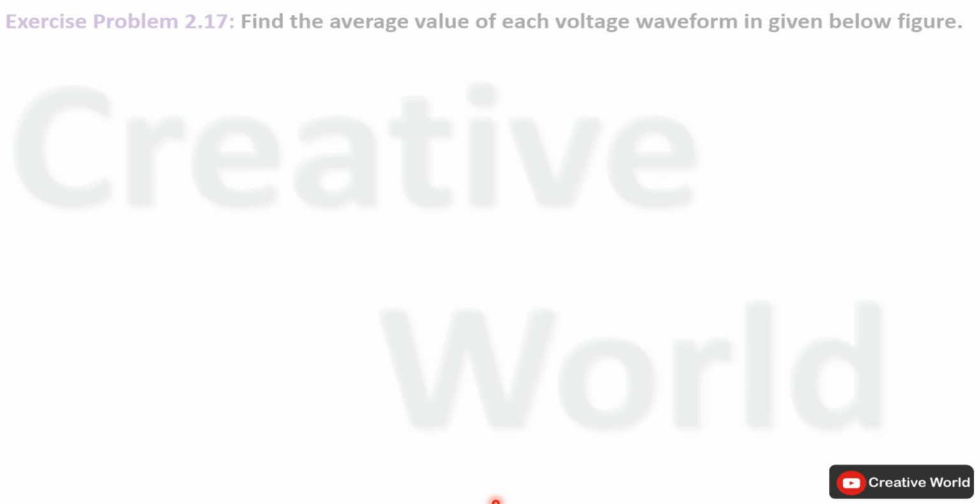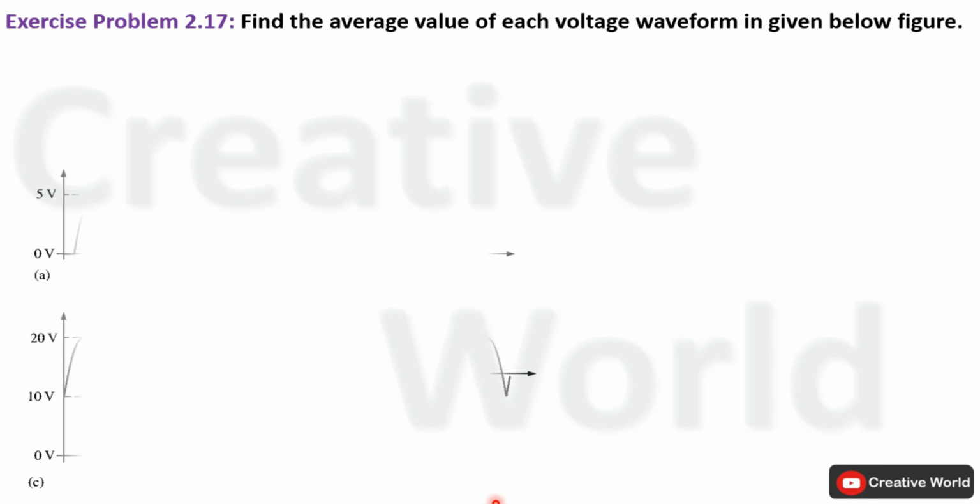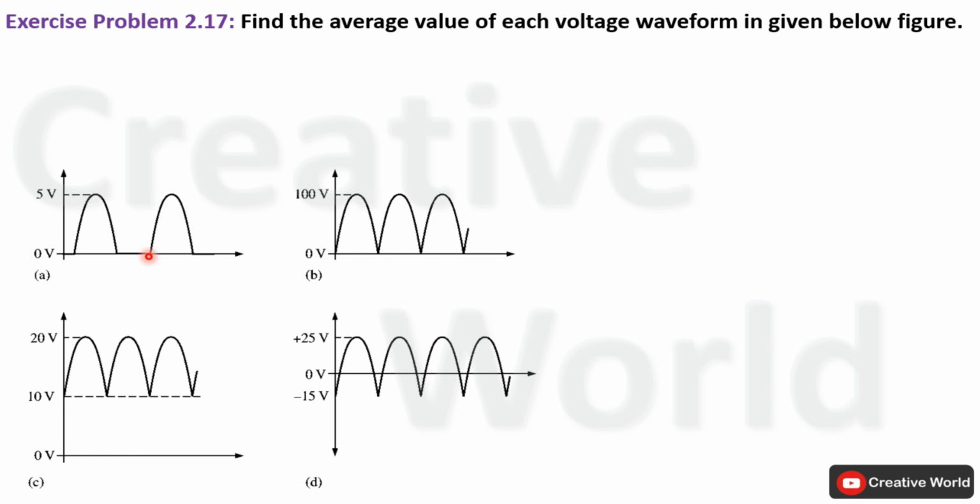Read the scenario. Problem number 2.17. Find the average value of each voltage waveform in the given figure. There are four voltage waveforms given in this scenario and we have to find the average voltage for each case. So without wasting time, let's proceed towards the solution.